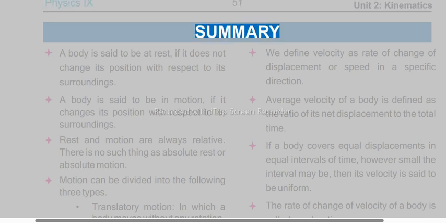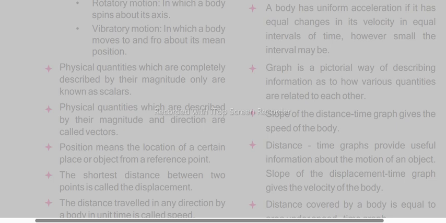Summary. A body is said to be at rest if it does not change its position with respect to its surroundings. A body is said to be in motion if it changes its position with respect to its surroundings. Rest and motion are always relative. There is no such thing as absolute rest or absolute motion. Motion can be divided into the following 3 types. Translatory motion, in which a body moves without any rotation. Rotatory motion, in which a body spins about its axis. Vibratory motion, in which a body moves to and fro about its mean position.